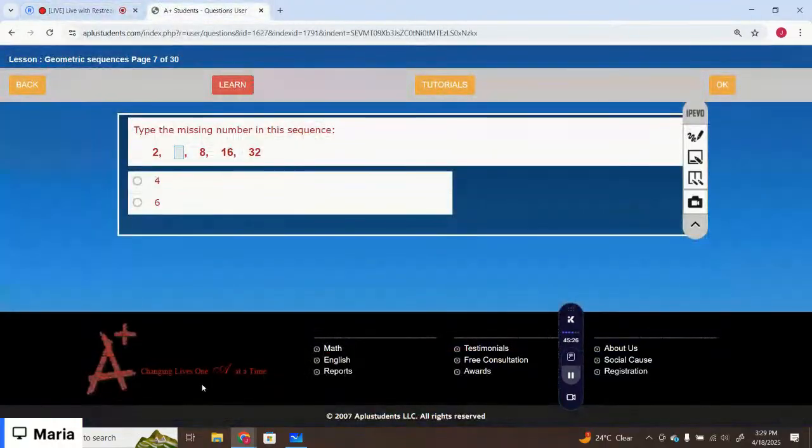Type the missing number in the sequence. So which number is missing? The missing number is 4. Option number 1 is the correct option.